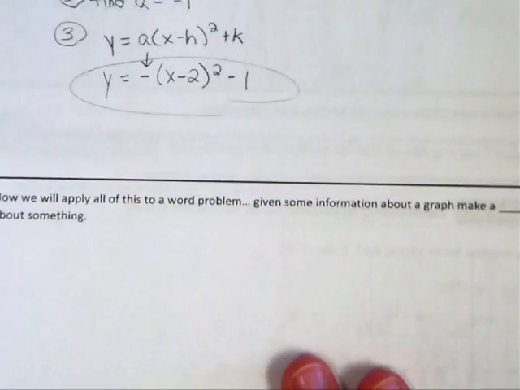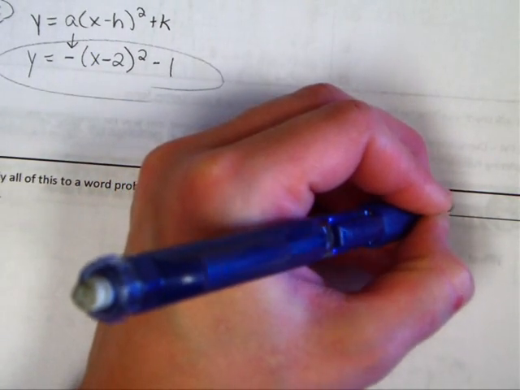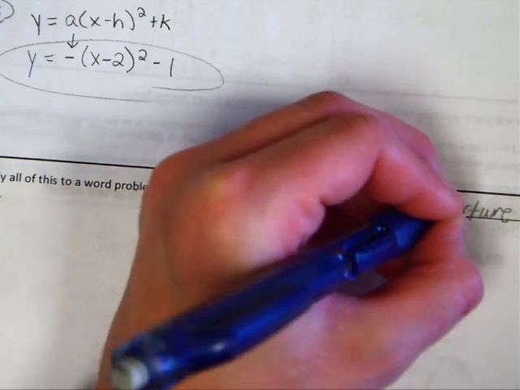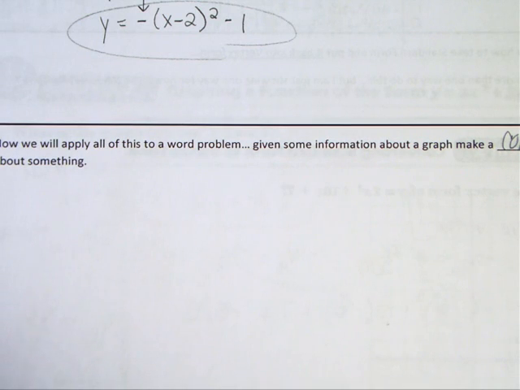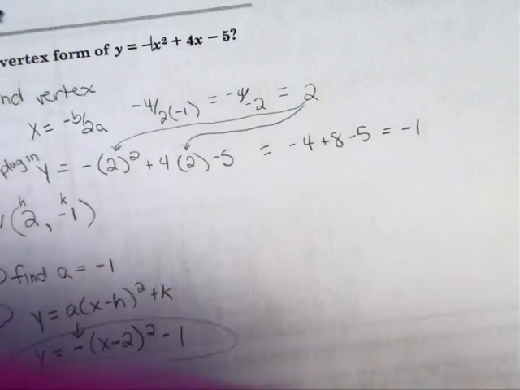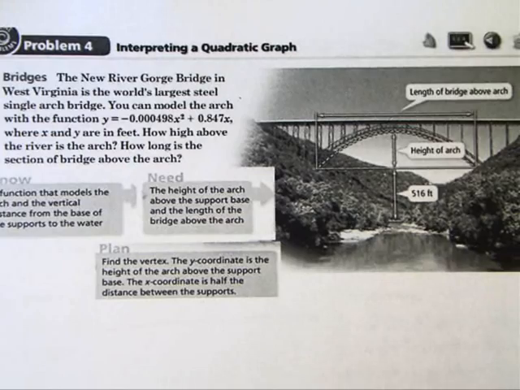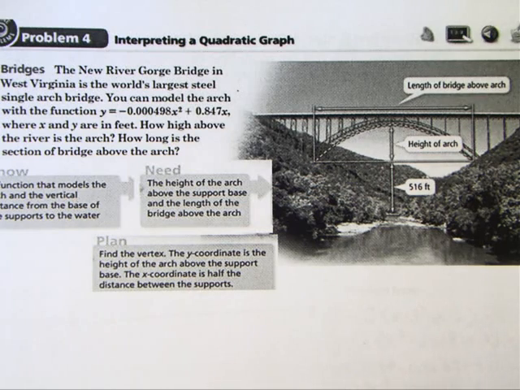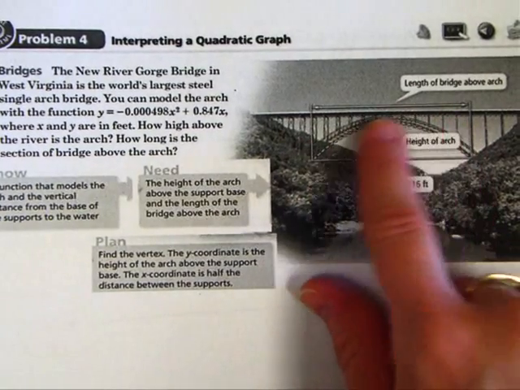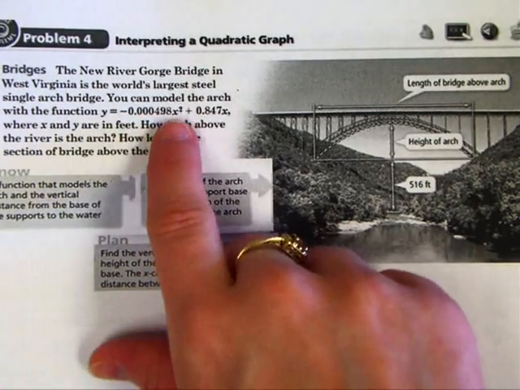We're going to go to the back and we're going to apply. We are going to make what we call a conjecture. We're going to be given some information and we're going to make a conjecture about something. The last problem in the notes is problem 4, and it's interpreting a quadratic graph. The New River Gorge Bridge in West Virginia is the world's largest steel single arch bridge. You see the single arch right here. They're saying this is the biggest bridge in the world. You can model this arch with the function, and here they give you the equation.